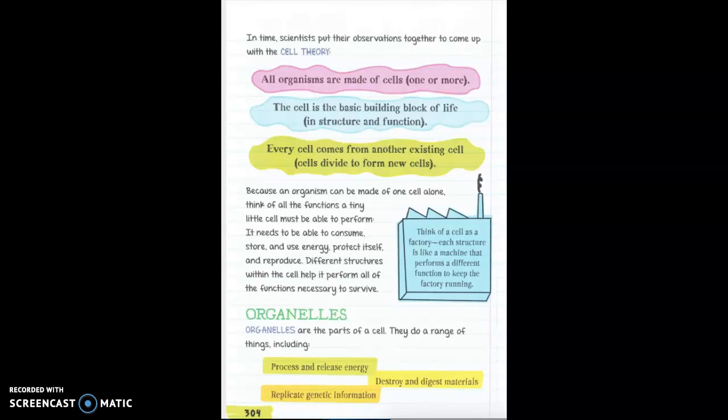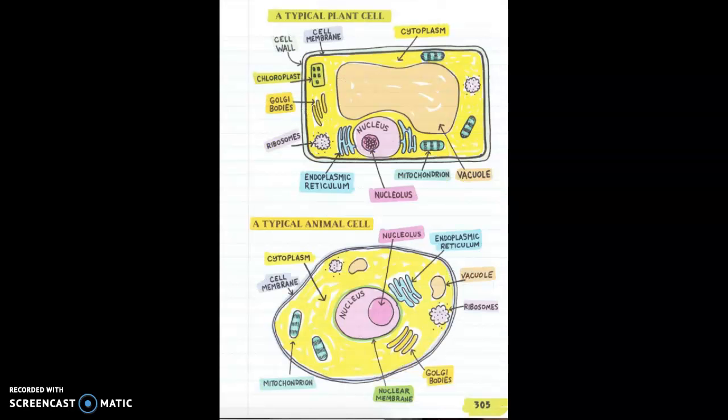Organelles. Organelles are the parts of a cell. They do a range of things, including process and release energy, destroy and digest materials, replicate genetic information. So here we have the images of a typical plant cell. We have the cytoplasm, a vacuole, mitochondria, the nucleolus, which is inside the nucleus, endoplasmic reticulum, ribosomes, Golgi bodies, chloroplast, the cell wall, and the cell membrane.